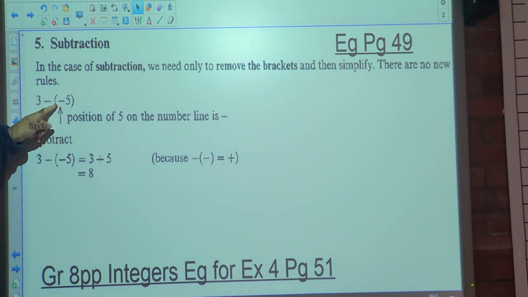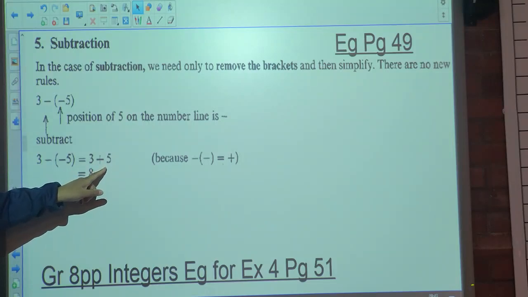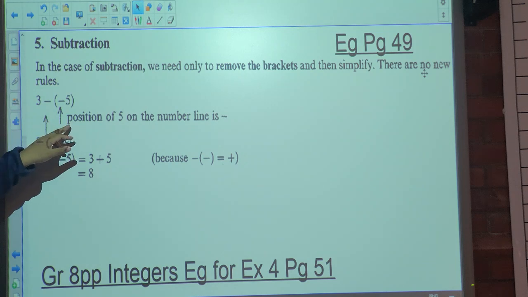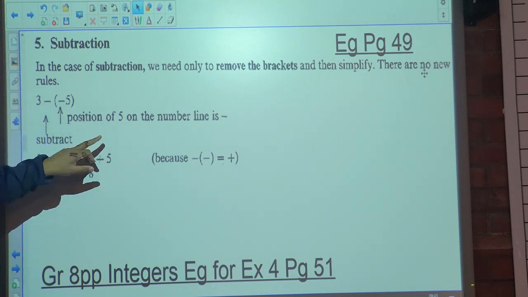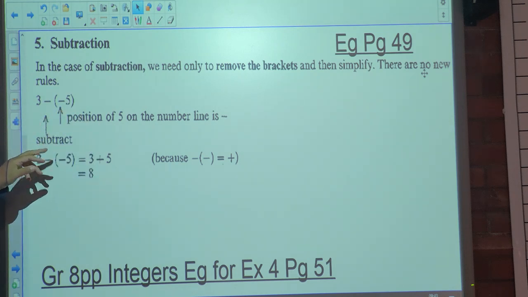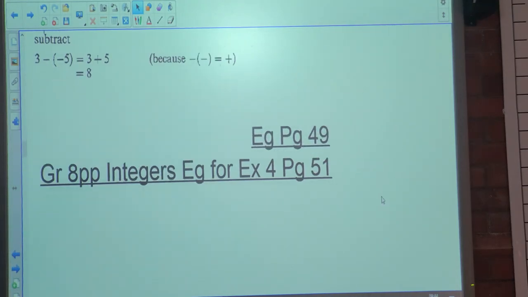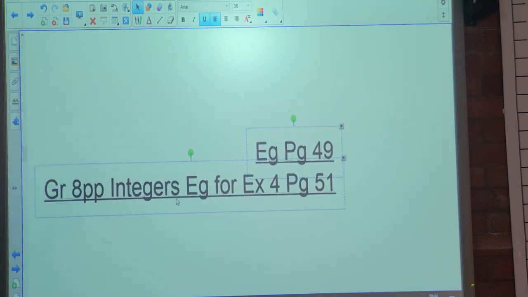Negative times a negative is a? Positive. Can you see that? Yes, sir. And 3 plus 5 is 8. This is the position of 5 on the number line, negative, and subtract. That's the same. Okay. Negative times negative again is positive. We'll make that note there again. We can pause the video at this point.